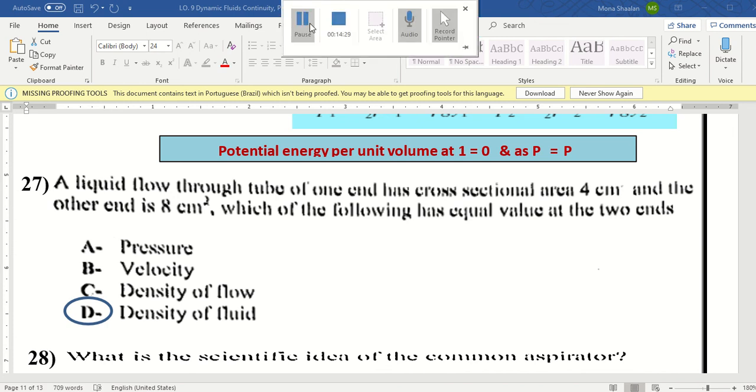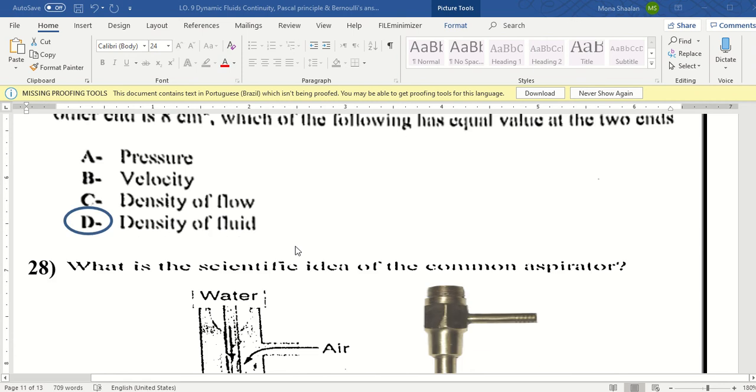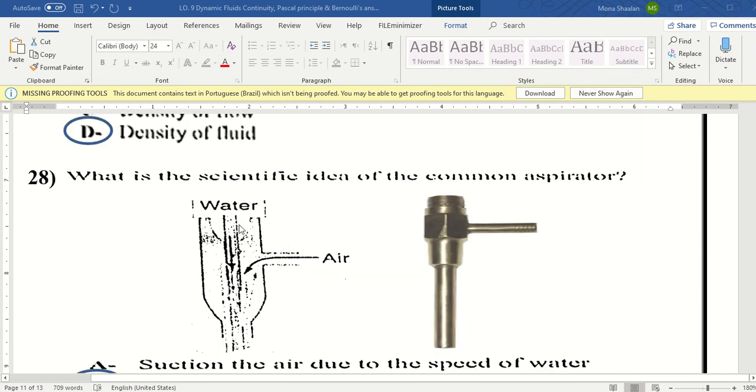If we compare the pressures here, there is a different cross-section area, so there is a difference in pressure and differences in velocity, and also the density of flow, where the concentration of the molecules will be changed, except the density of the fluid, which is a constant across the streamline. Okay, what is the scientific idea behind the common aspirator?